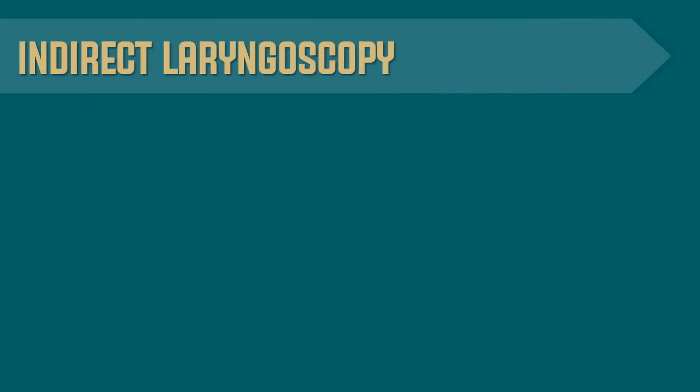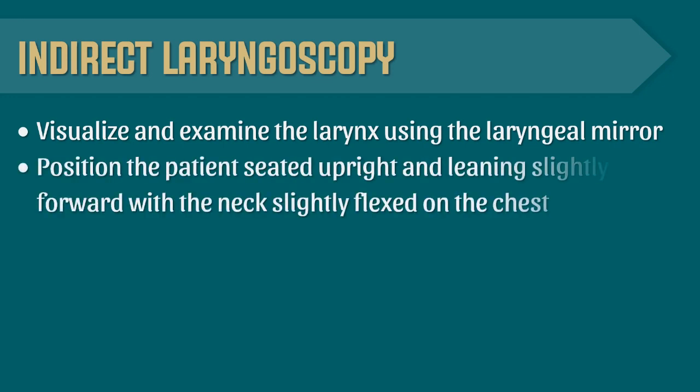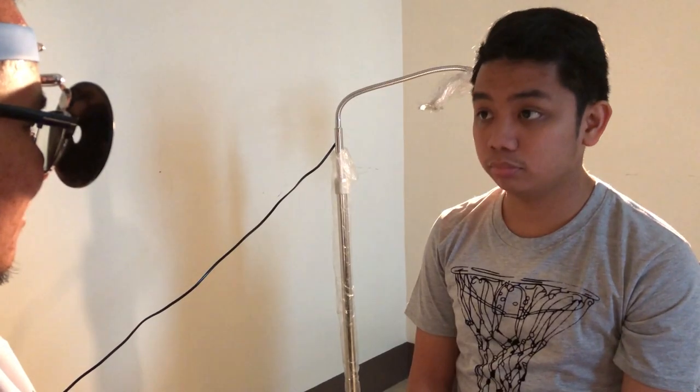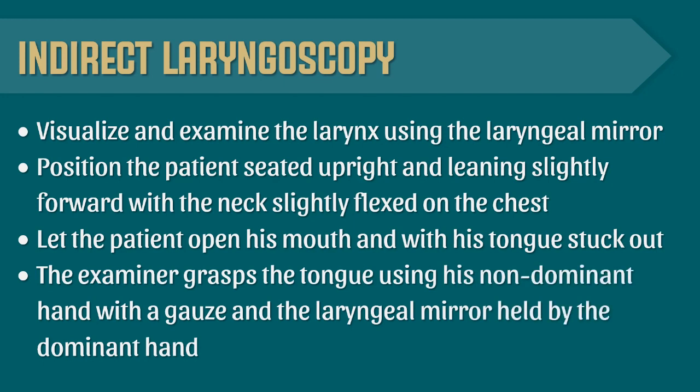Indirect laryngoscopy. To visualize and examine the larynx, a laryngeal mirror is needed. Position the patient seated upright and leaning slightly forward with the neck slightly flexed on the chest. Let the patient open his mouth and with his tongue stuck out. The examiner grasps the tongue with his non-dominant hand with the gauze and the laryngeal mirror held by the dominant hand.